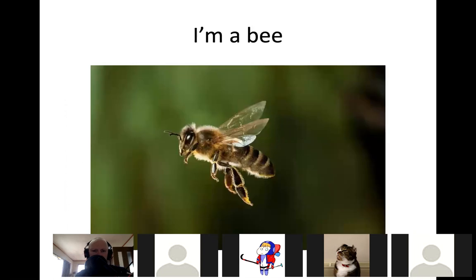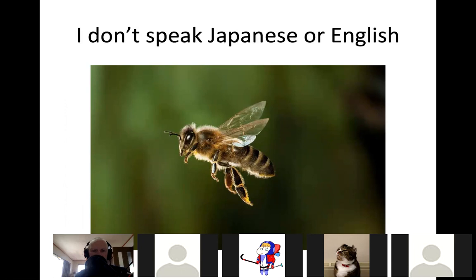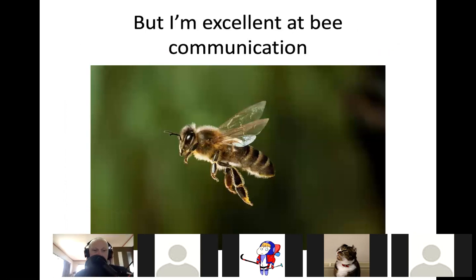This is a bee going, "I'm a bee, I'm a bee, I'm a bee." Now, this doesn't speak Japanese or English, obviously. It's a bee, right? But it's excellent at bee communication. I mean, it's better at bee communication than we are. So that's not what the innateness hypothesis means. It doesn't mean we're just better at language.